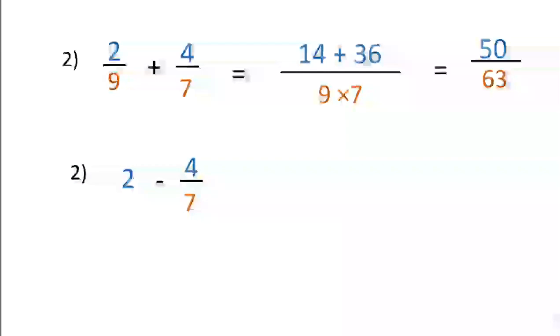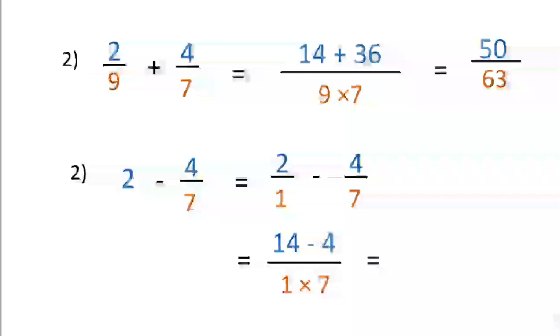Next, third question. 2 minus 4 by 7. There is no denominator in 2, so we can write it as 2 by 1. No change in the number. 2 by 1 minus 4 by 7. Next, cross multiplication. 7 into 2 is 14 minus 1 into 4 is 4, by 1 into 7. That is 10 by 7.